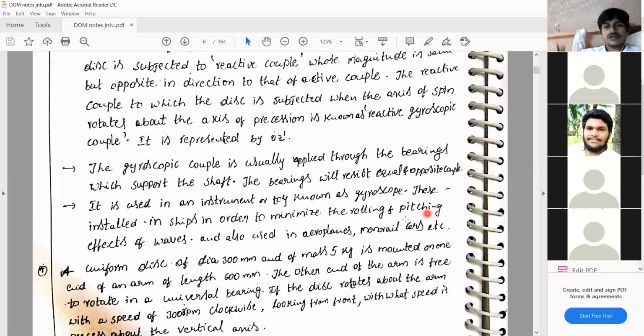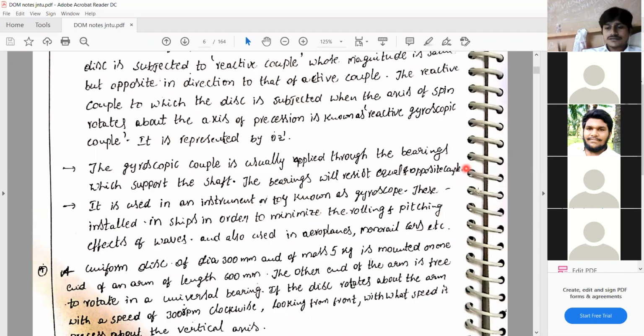Generally, there are four derivations belonging to gyroscopic couple effects: the effect of gyroscopic couple on an aeroplane, second, the effect of gyroscopic couple on a naval ship, third, the effect of gyroscopic couple on a four-wheel vehicle, and fourth, the effect of gyroscopic couple on a two-wheeler vehicle. Those will be discussed in later classes.